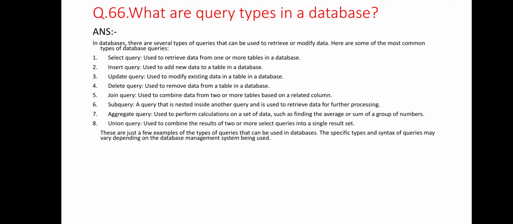Aggregate query, used to perform calculations on a set of data, such as finding the average or sum of a group of numbers. Union query, used to combine the result of two or more select queries into a single result set. These are just a few examples of types of queries that can be used in a database. The specific types and syntax of queries may vary depending on the database management system being used.